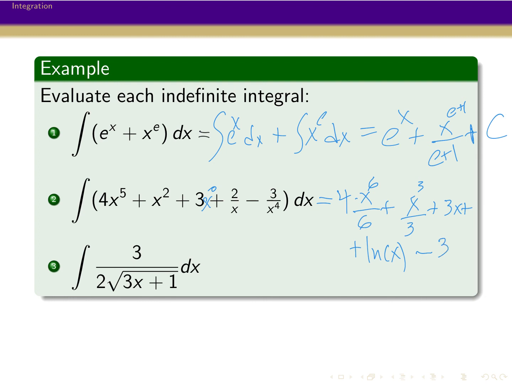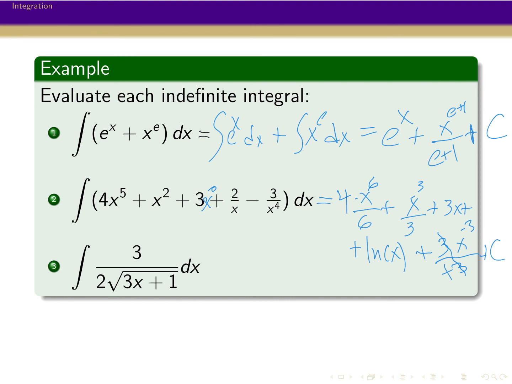And then for the last one, my power of x here is really minus 4. So if I have minus 4, adding 1 to that would give me minus 3. And then divide by the new power, minus 3. And so minus 3 over minus 3, that would cancel off. Okay. And then I have a plus c at the end. And so our final answer for this one is 4 times x to the 6 over 6 plus x cubed over 3 plus 3x plus natural log of x plus x to the minus 3 plus c.